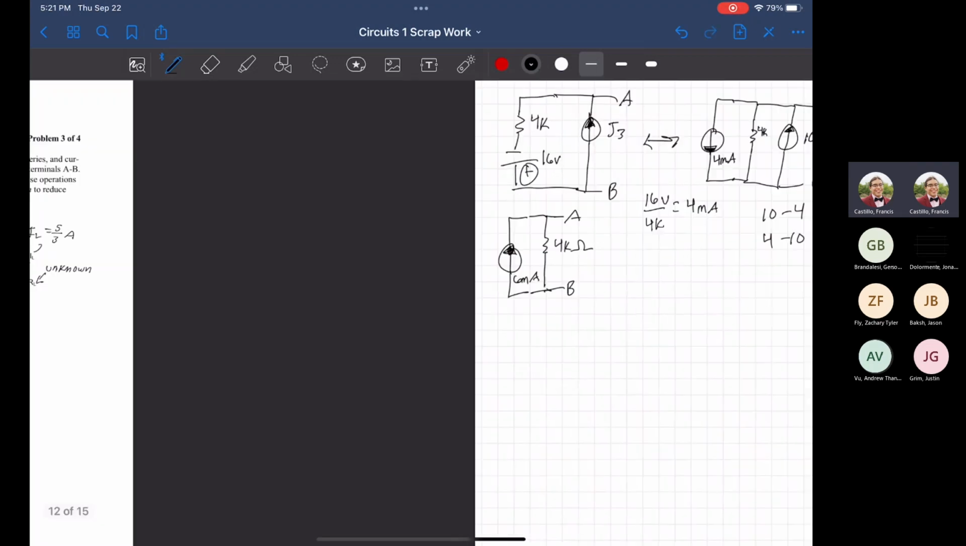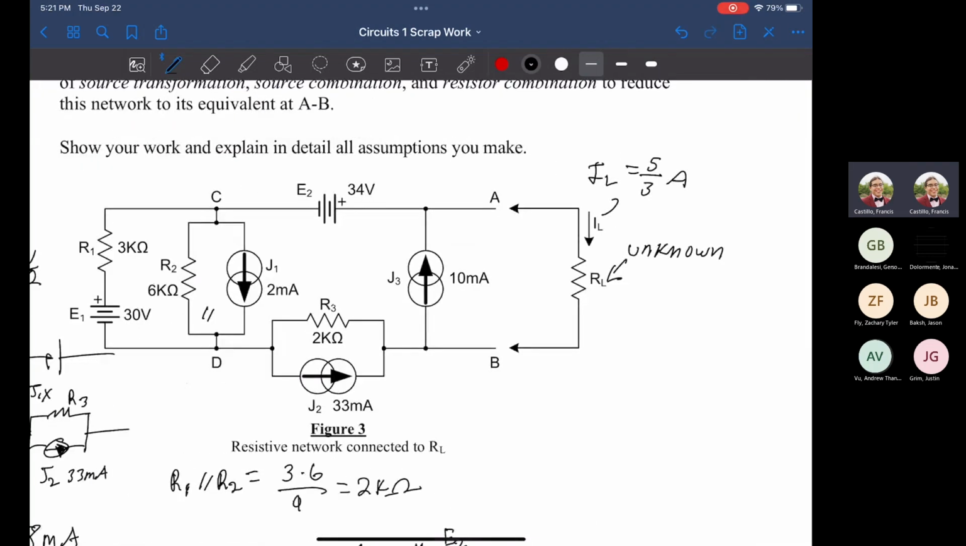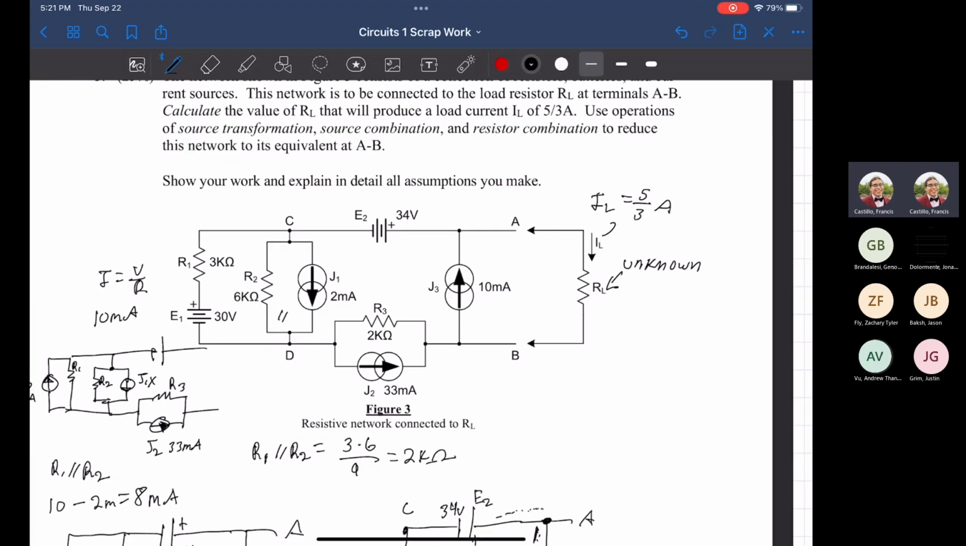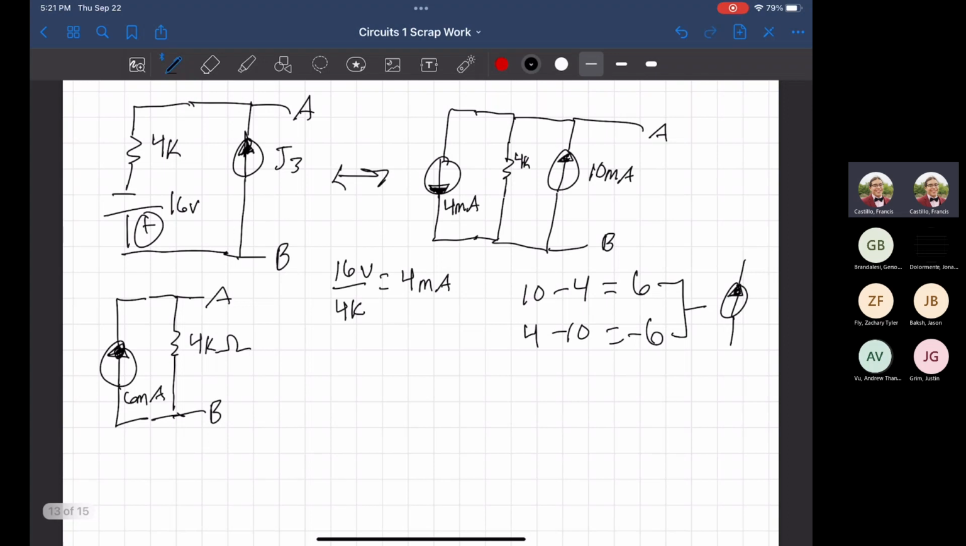But don't forget, that's not the goal. The goal is not to find the equivalent. The goal is to find some resistor value that will get us a current load of 5/3 amps. So we're given a constraint, and we want to find the unknown with that. So all that's saying is, hey, now put a part here that is some R. And we know the current traveling through our R value is going to be 5/3 amps.